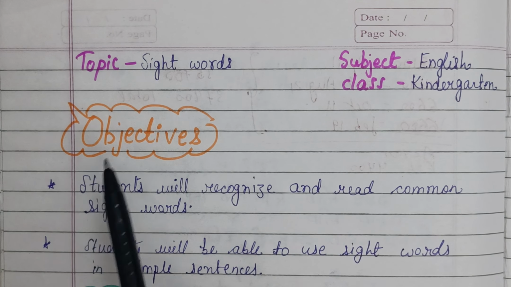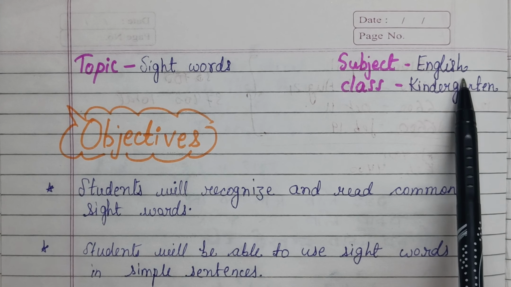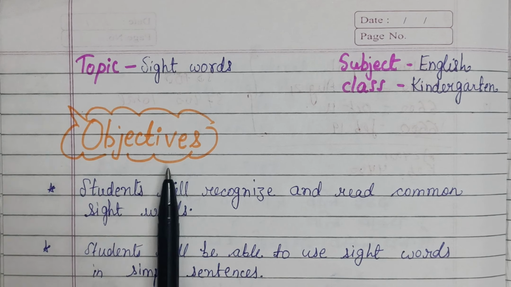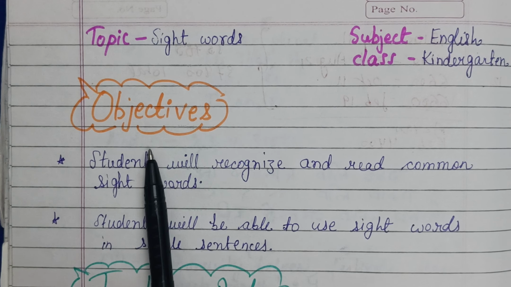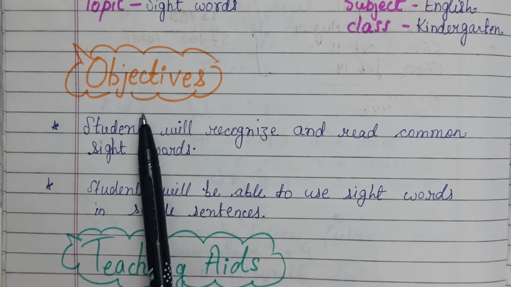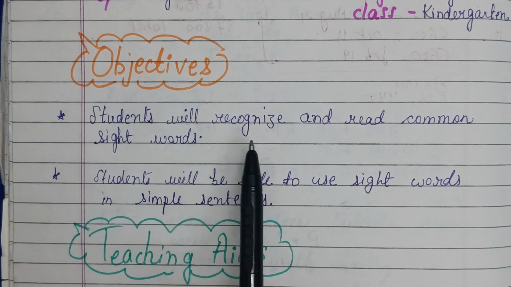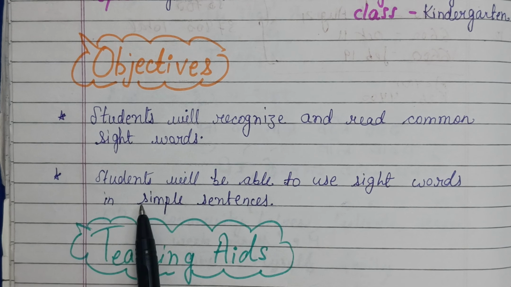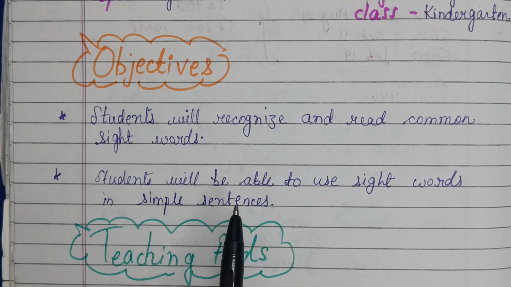So today's topic is sight words, subject English for class kindergarten. So this is a language art for the KG class. So first is objectives. Students will recognize and read common sight words. Students will be able to use sight words in simple sentences.